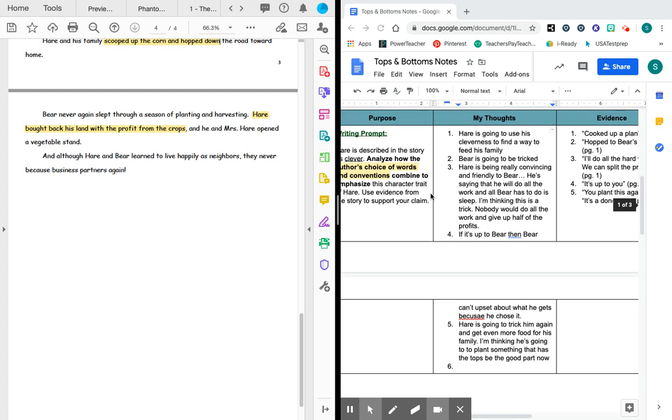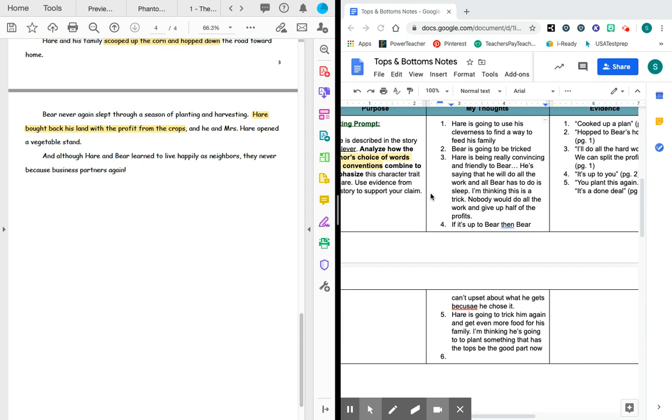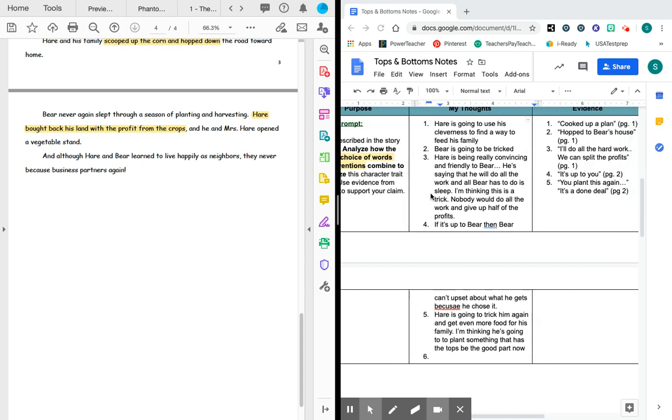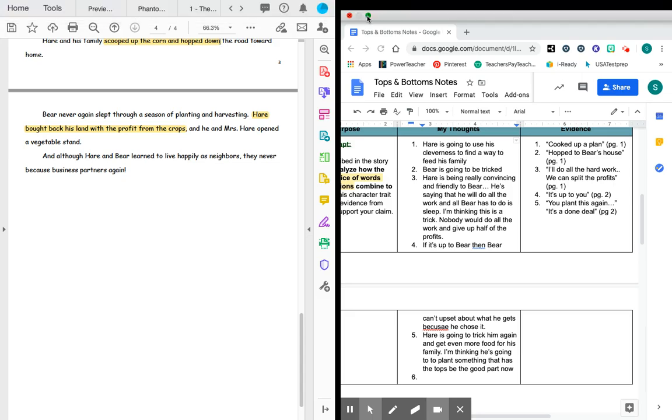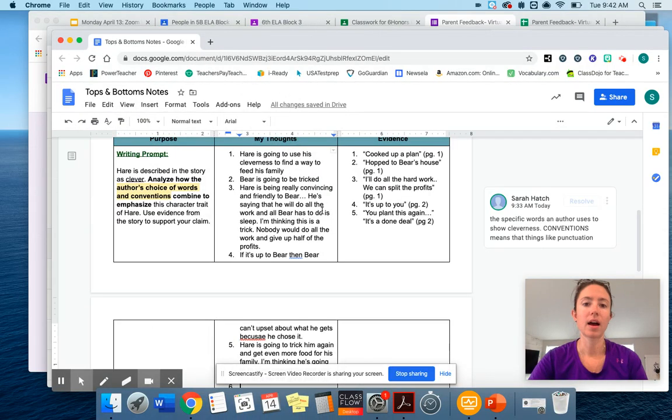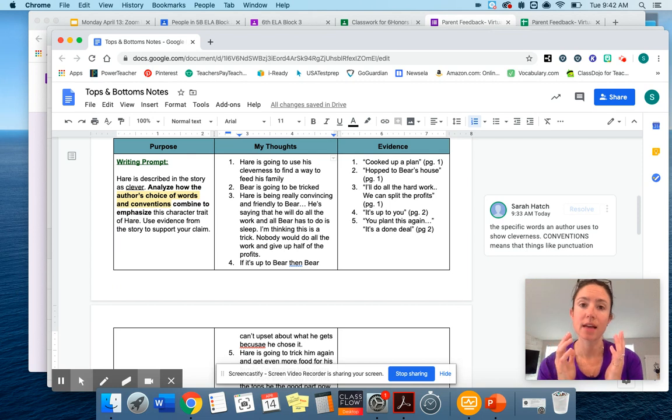All right. So this is how I take my notes. All right. We have my thinking. So as I'm reading this story, I'm working through how Hare shows that he's clever. What is he doing? And if he's doing it, it's because the author wrote it that way, right? Everything comes from the author. So how does the author tell us that Hare is clever? Our evidence is that proof. Our evidence is those words, those phrases.